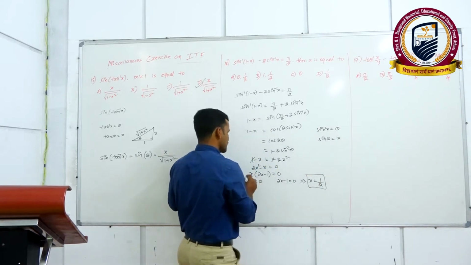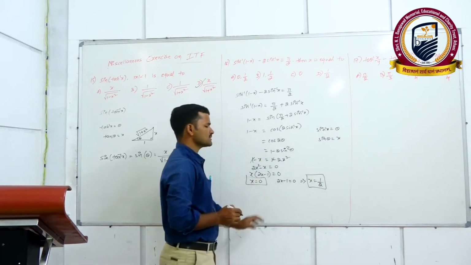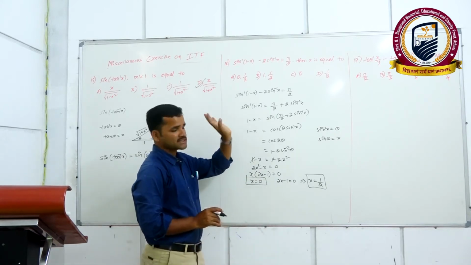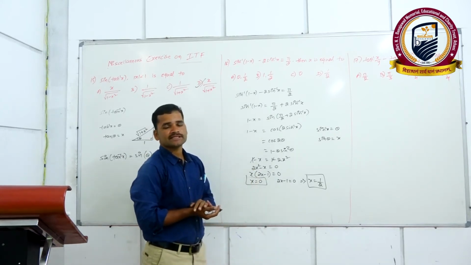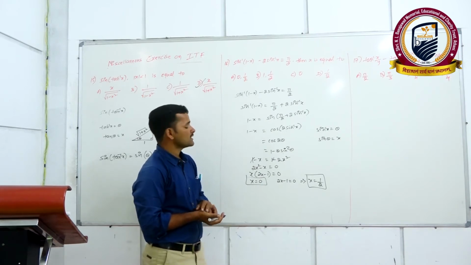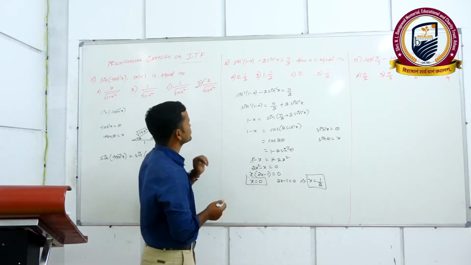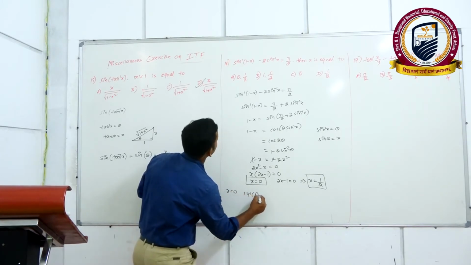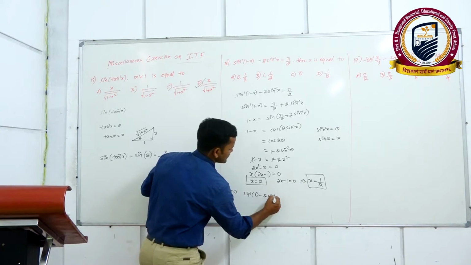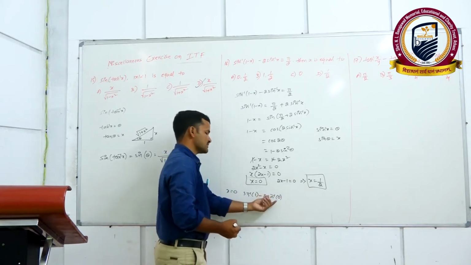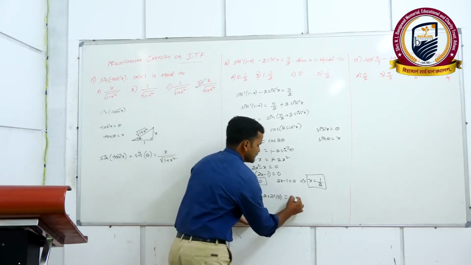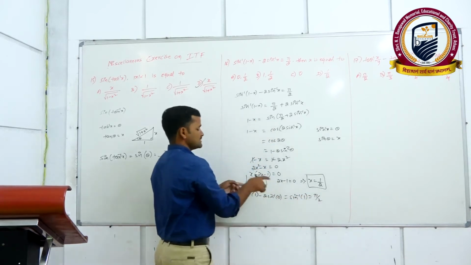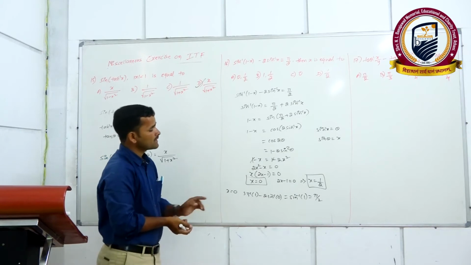But we should not directly consider x is equal to 0 and x is equal to 1 by 2 as the solution. We have to check whether these two values satisfy the expression or not. For x equal to 0, we get sine inverse of 1 minus 2 times sine inverse of 0. Sine inverse of 0 is 0, so it becomes sine inverse of 1. What is sine inverse of 1? Nothing but pi by 2. Yes, 0 satisfies the equation.